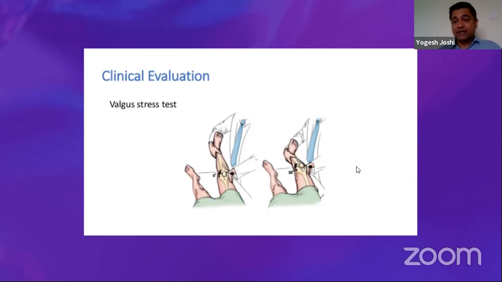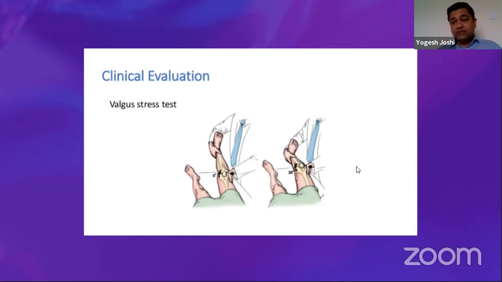So if you have an ACL with MCL, you will have a different kind of presentation compared to just isolated MCL injuries. The way we diagnose it clinically is by doing a valgus stress test. You do it in 0 degrees of flexion and at 30 degrees of flexion. At 0 degrees of flexion, you're checking for the POL, and at 30 degrees of flexion, you're checking for the superficial MCL. And that's how you can decide.